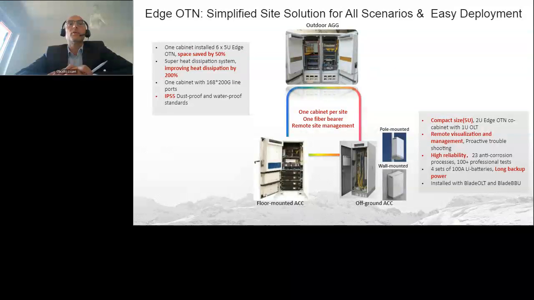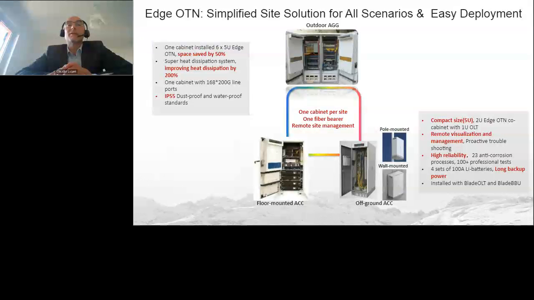Let me highlight the fact that at both aggregation and access nodes, the Edge OTN solution uses equipment that can be installed outdoor and indoor. Thanks to this equipment, which is very compact, 5 RU for the aggregation nodes and 2 RU for the access nodes, we can save up to 50% of the space, and thanks to patented heat dissipation technologies, we can greatly improve heat dissipation by 200%. In an indoor deployment, we can have more than 160 200-gigabit ports, and all this equipment is IP55 dustproof and waterproof, because we know that they work outdoors in very tough conditions.